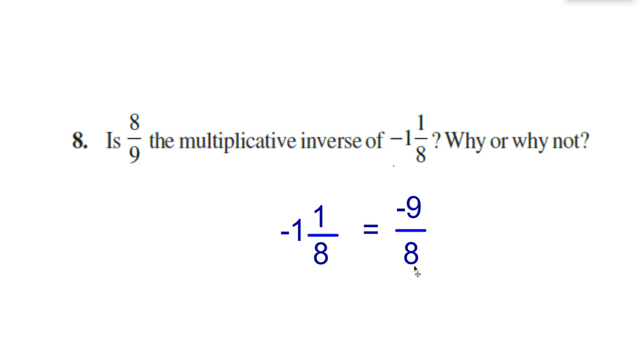Now what does multiplicative inverse mean? If you multiply both numbers you must get 1 as the answer. Here you multiply 8 by 9 into negative 8 by 9. If you get the product 1, it is the multiplicative inverse. If you don't get 1, it is not the multiplicative inverse. Do write it down.